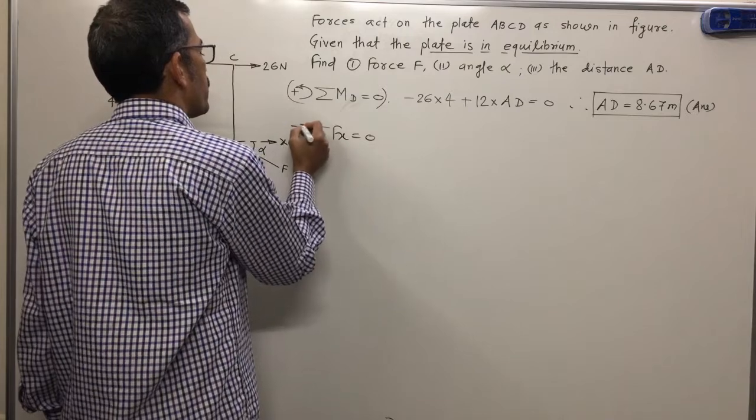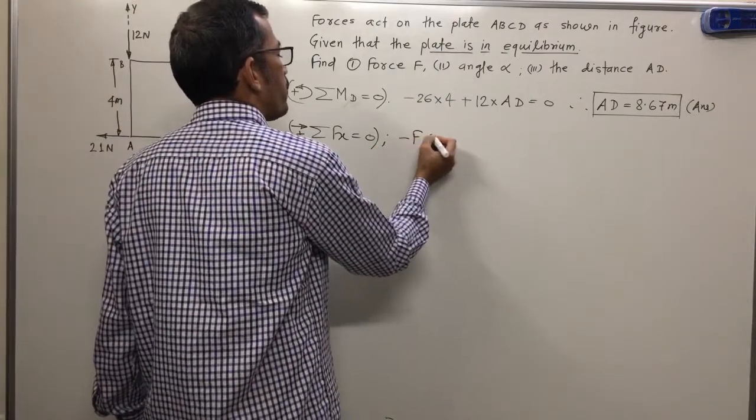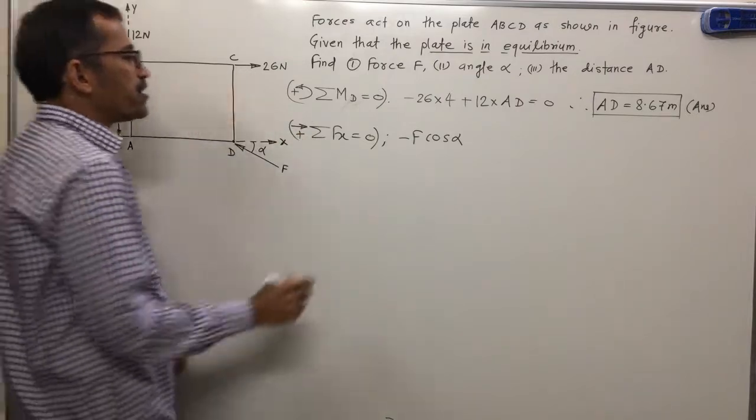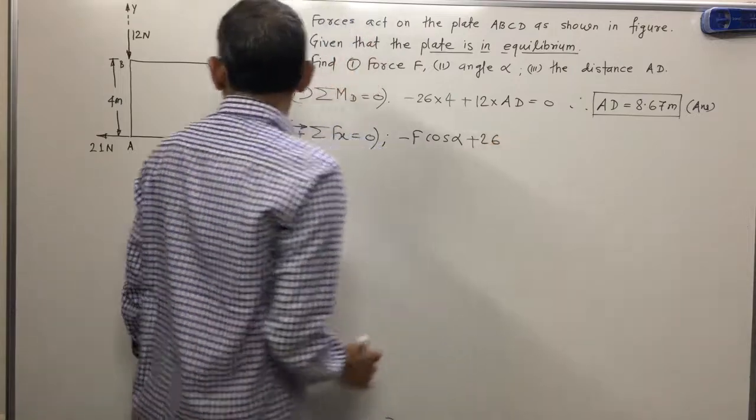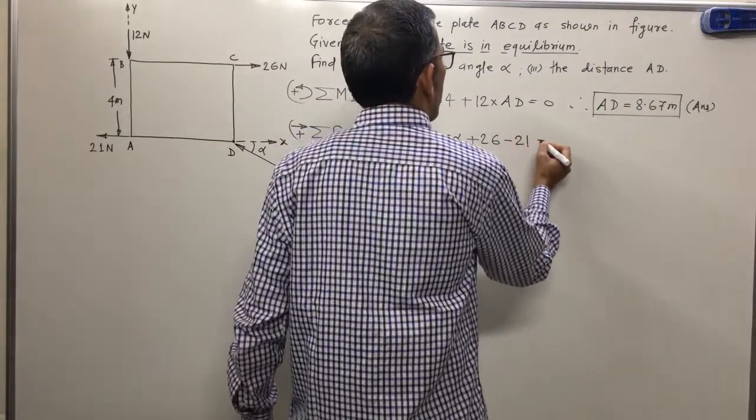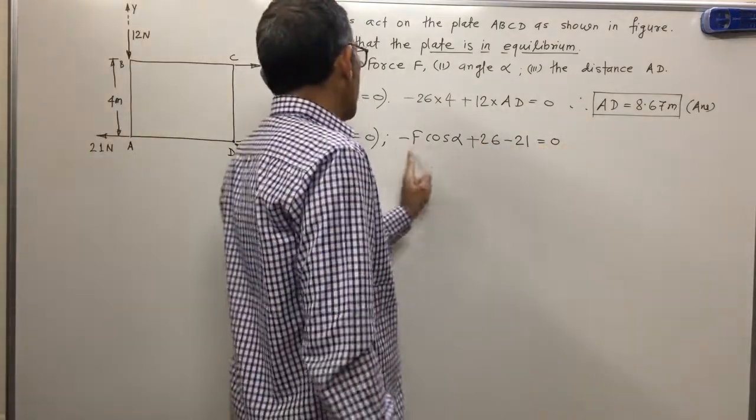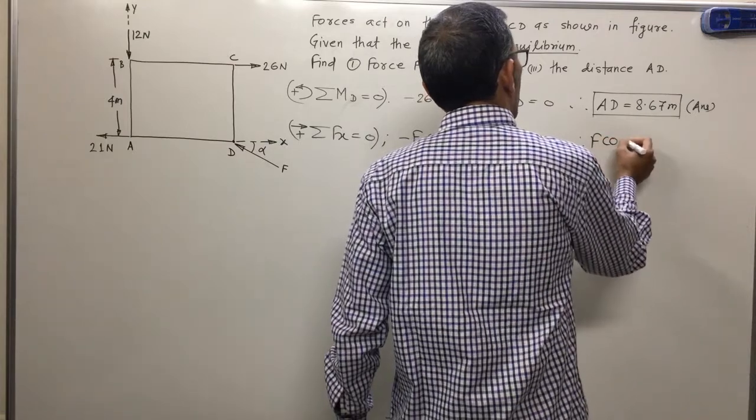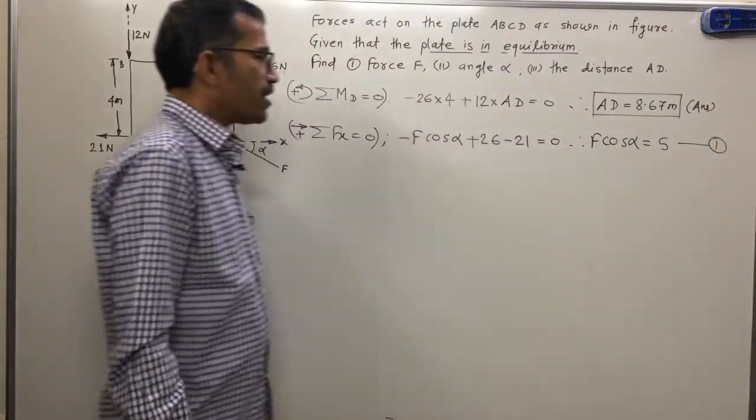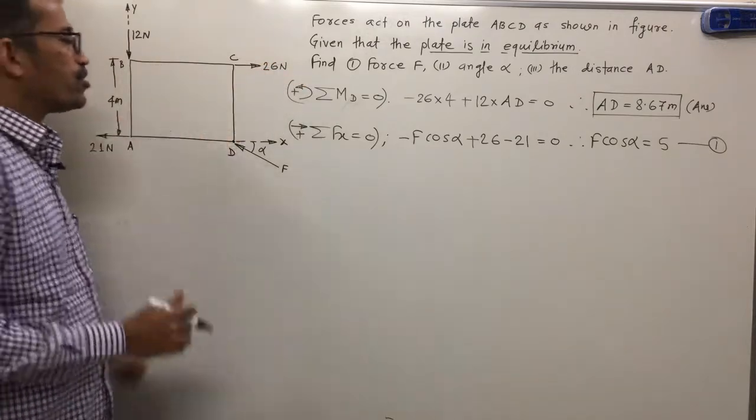Now what will we apply? Equation along the x-axis. Summation of Fx equal to 0. Component of force F leftward: minus F cos alpha. Right? The component, where will we get it? Horizontal leftward. Then horizontal force 26 rightward, plus 26. Next, horizontal force 21 leftward, minus 21 equal to 0. 26 minus 21, how much? 5. And if we take it to the right side it is minus, that means F cos alpha equal to 5. Say equation number 1. Correct. Finding F cos alpha is very easy: minus F cos alpha plus 26 minus 21 equal to 0.